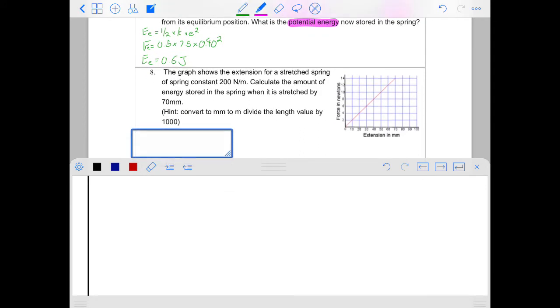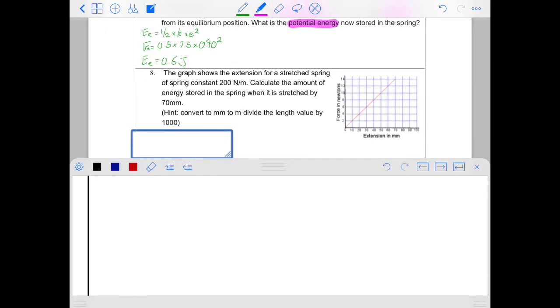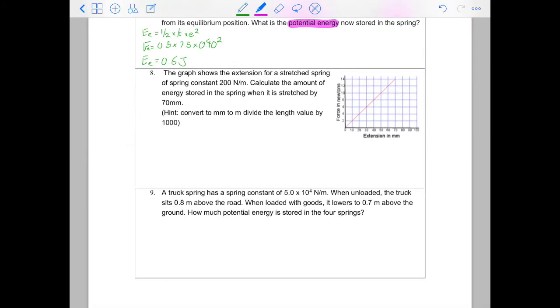So this one looks a little confusing, but again, if you go straight into the question and go, the graph shows the extension for a stretched spring with spring constant, so I have my spring constant of 200 newtons per meter. Calculate the amount of energy. So we're looking for our elastic potential energy stored in the spring when it's stretched by 70 millimeters. So this is our extension. Those are the values we need. We don't actually need to look at the graph.